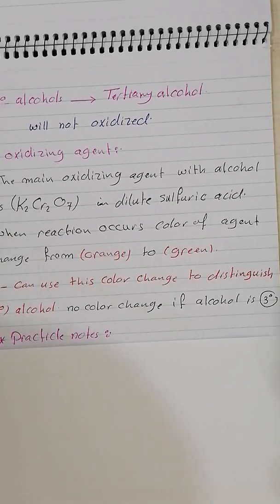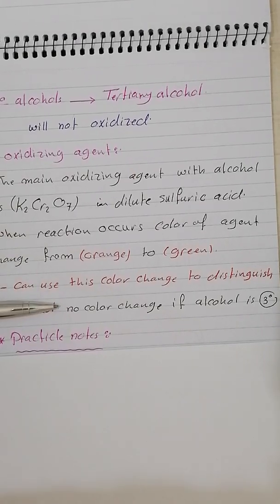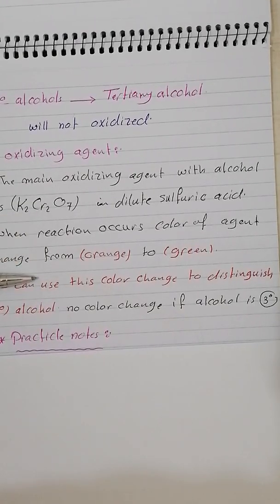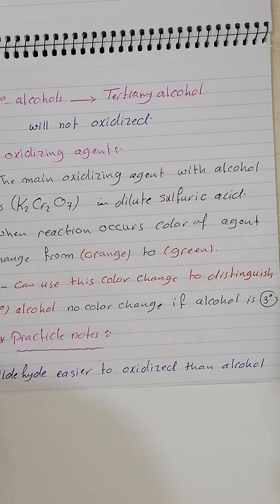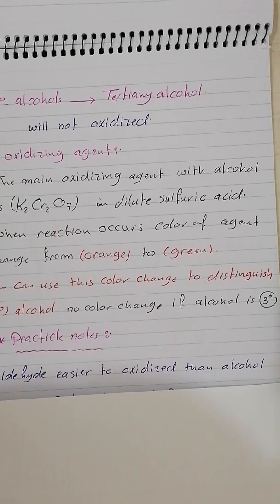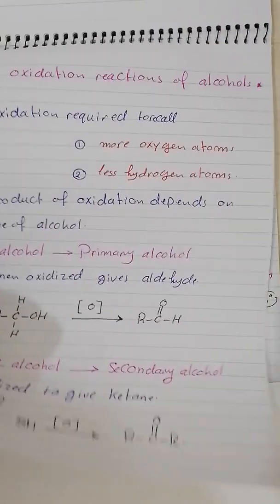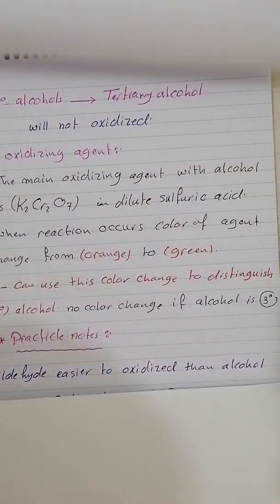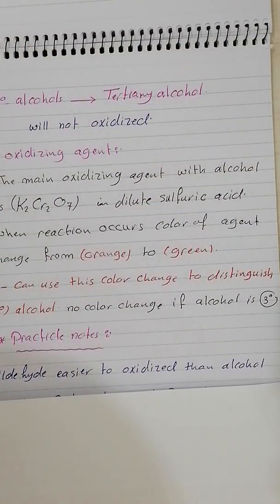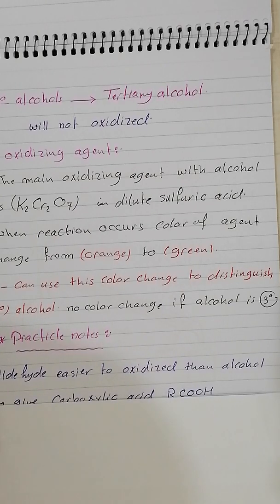Now some practical notes. This color change is required in unit 2 and unit 3 at the same time. Now practical notes: the aldehyde which is formed here in this oxidation of primary alcohol is very easy to oxidize. It's easier to oxidize than alcohol and gives carboxylic acid.